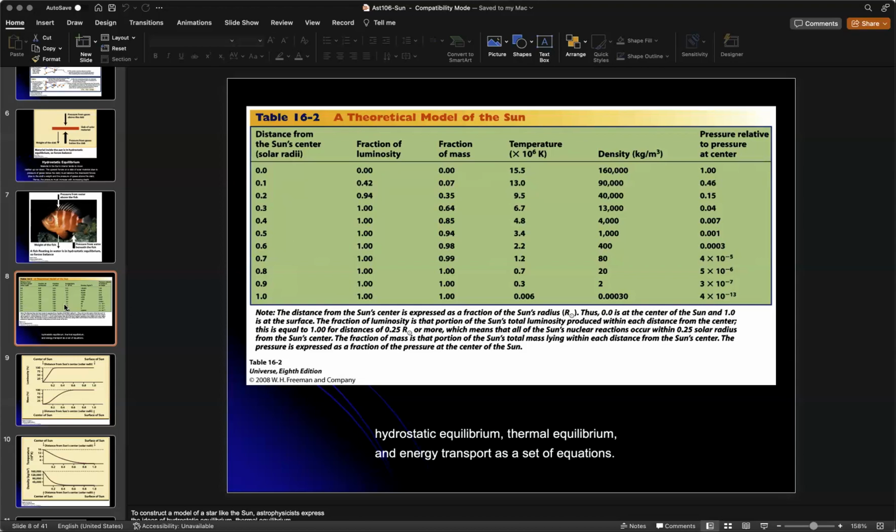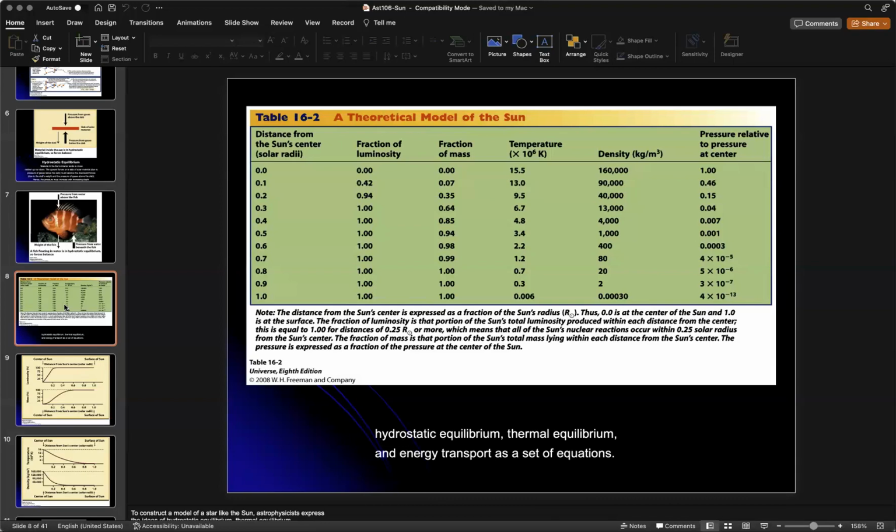This is a measure of where the energy is being produced. So as soon as you go to 0.1 the radius of the sun, the amount of energy generated is already 42% of the total. And then at 0.2 and 0.3, by the time you get to 0.3 the radius of the sun, 100% of the energy is coming out from within that. So between 0.2 and 0.3 is another limit, which is 0.25 radius of the sun.